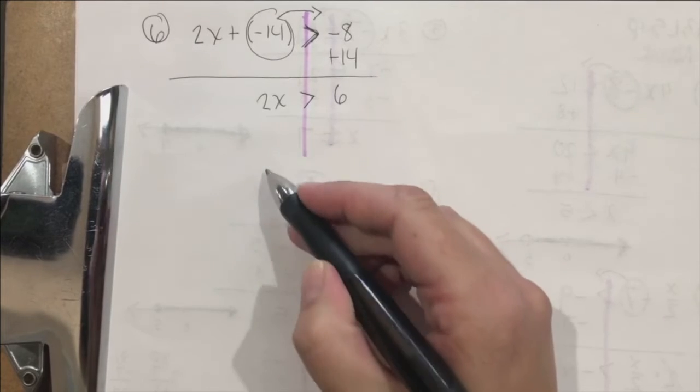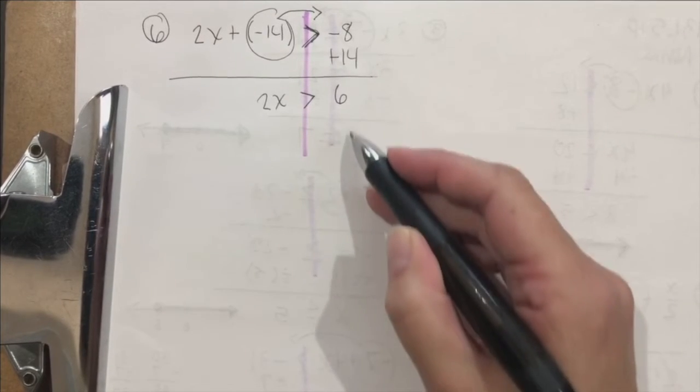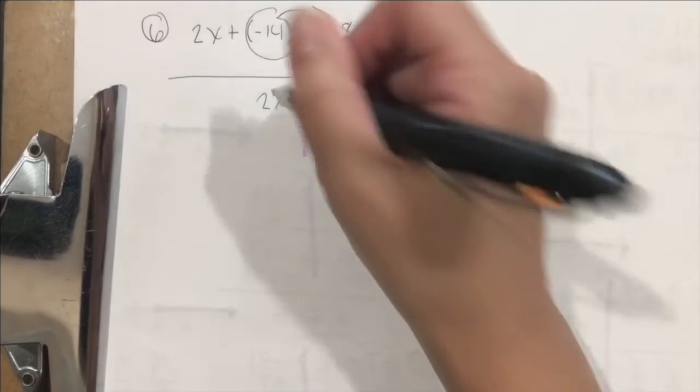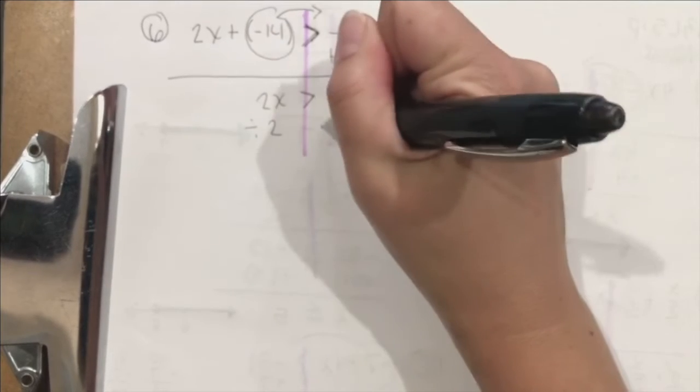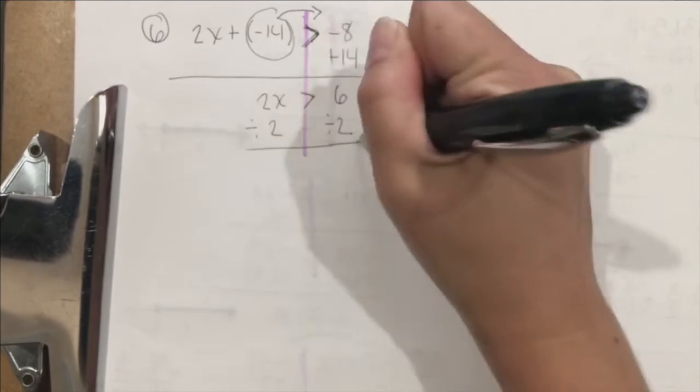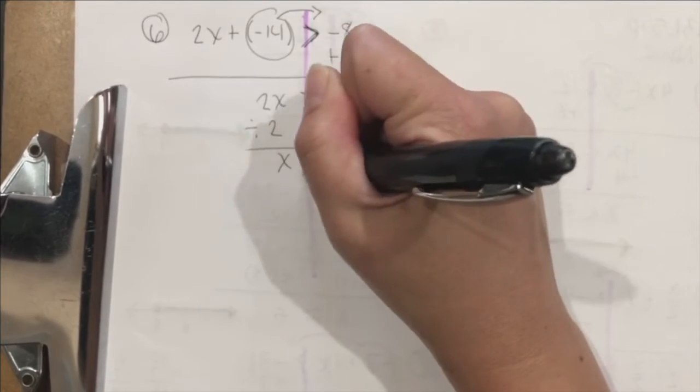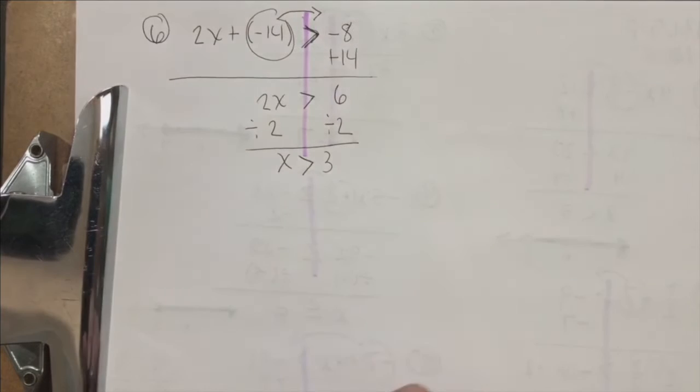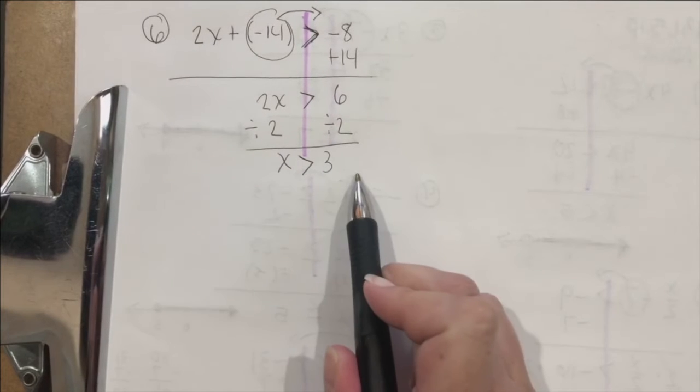We have 2 x's on this side and 6 1's over here. So we're going to divide into 2 groups. And we'll have x is greater than 3. We'll have an x here and 3 1's here.